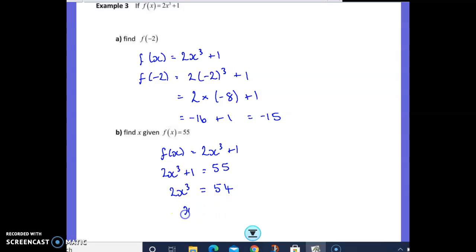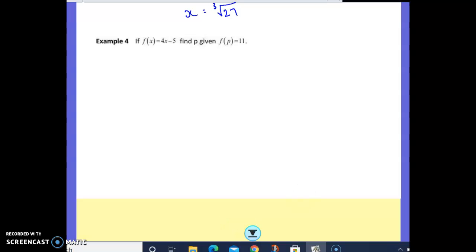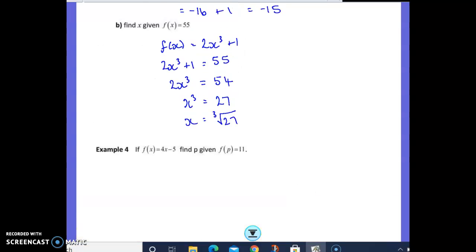Here I've got 2 lots, I just want 1 lot. 54 divided by 2 is 27. I've got x cubed, I don't want x cubed, I just want x, so I want the cube root of 27. Jumped a wee bit there. Cube root of 27, you look for a number that, multiplied by itself 3 times, gives you 27. 3 times 3 is 9, times 3 is 27, so x must be 3.